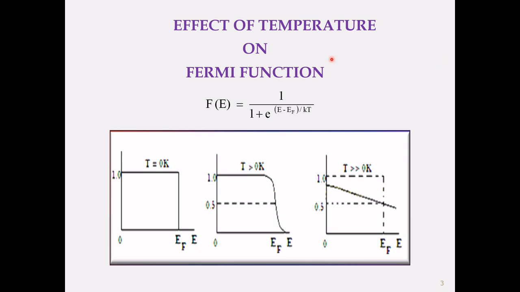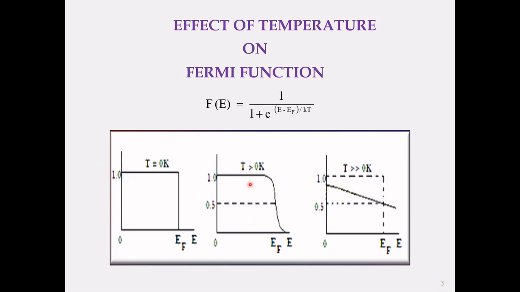Effect of temperature on the Fermi function. As we know, f(E) = 1 / (1 + e^((E - EF)/kT)). The first graph shows energy on the x-axis and the Fermi function on the y-axis. At 0 Kelvin, the energy levels are filled completely up to the Fermi energy level. That is why, up to the Fermi level at 0 Kelvin, the probability is 100%, that is 1.0.